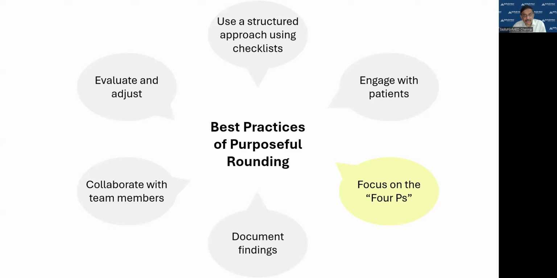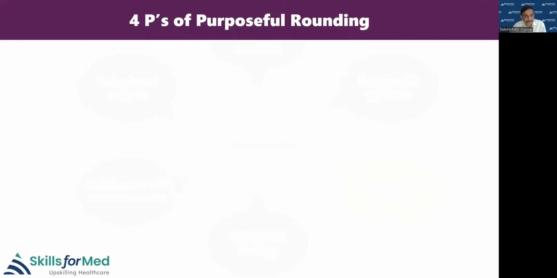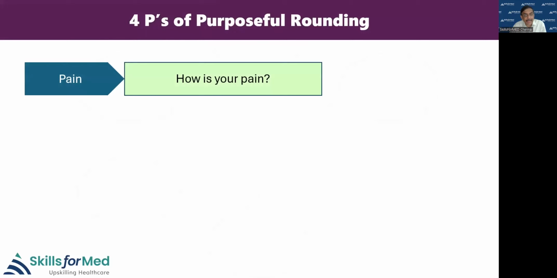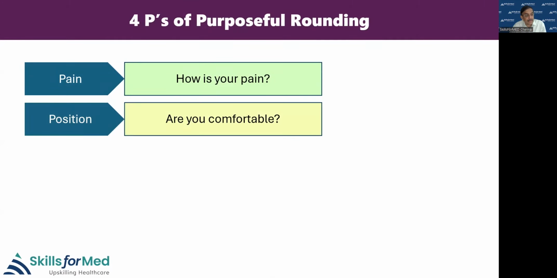So using a structured approach is the first thing. Engaging with the patient is the second. The third is focusing on these 4 Ps. I've been telling you about these 4 Ps. Now, what are these 4 Ps? Pain is the first one. You need to ask the patient, do they have any pain, or is the pain already there? You ask, how is your pain? Position, you'd ask, are you comfortable? Do you need any repositioning?